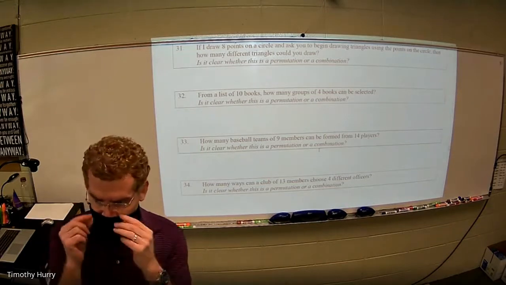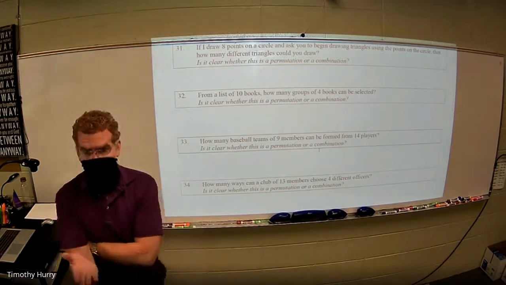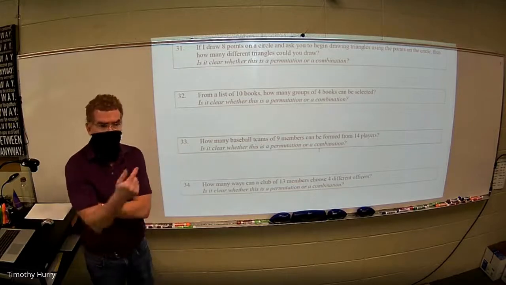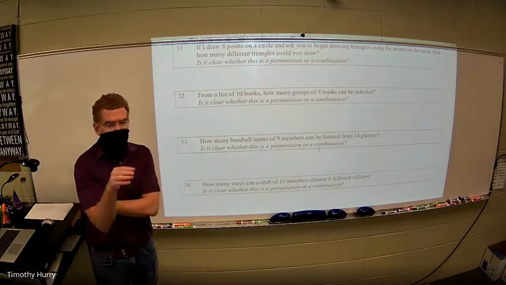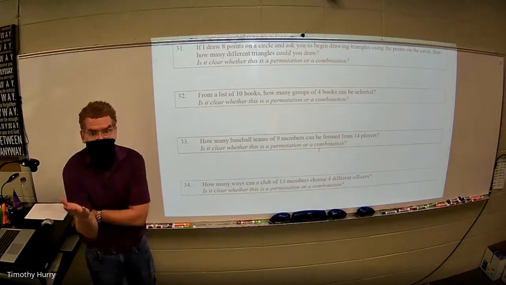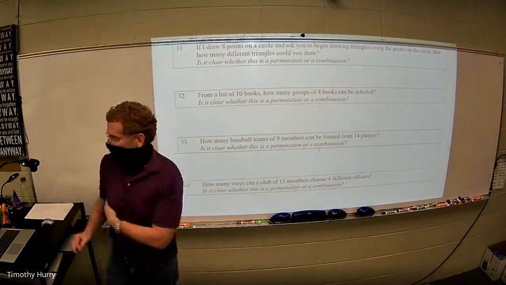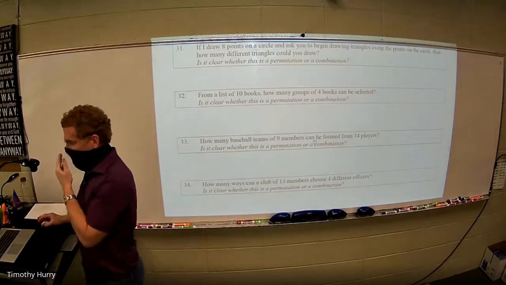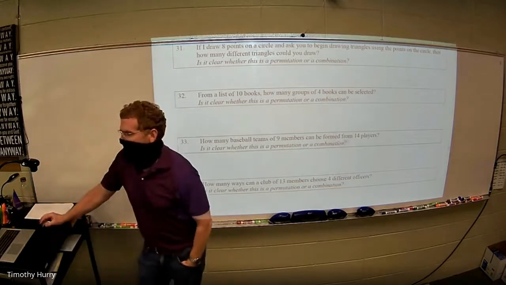Now, what would change that? If I was talking about a batting order or a lineup or something like that, then that would make a difference. Or if somehow the way I picked you put you in a certain position, then that might make a difference. But I don't see that, so I'd have to go with a combination and go 14C9.